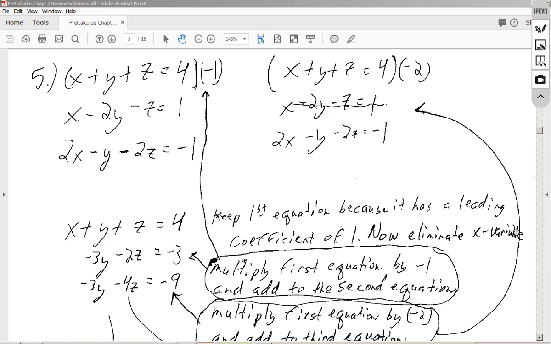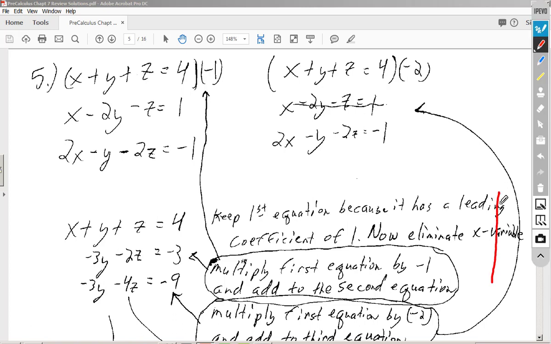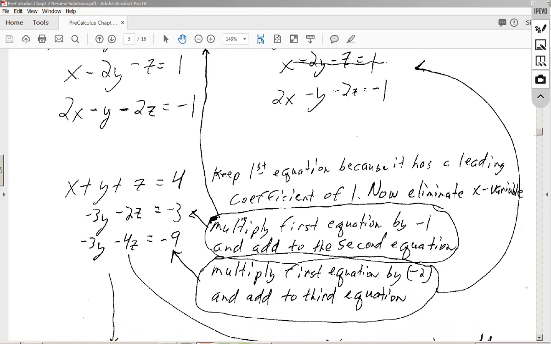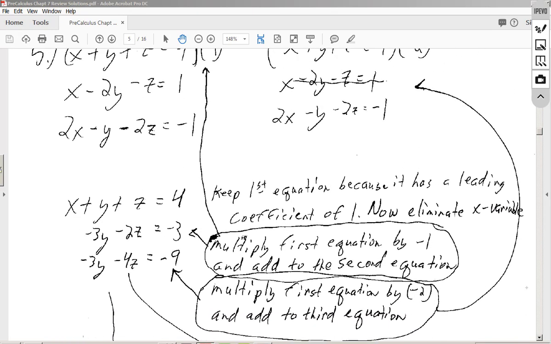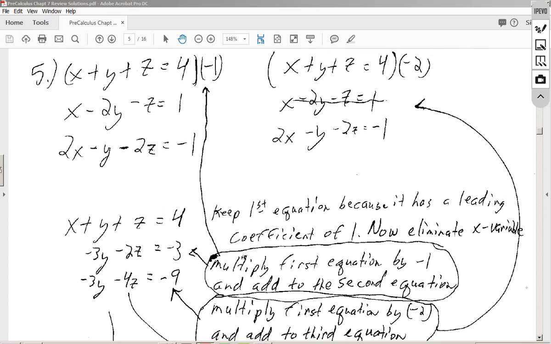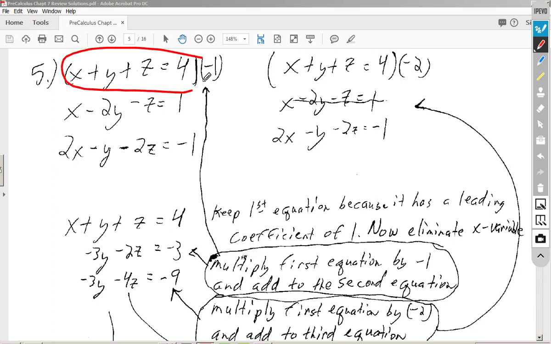So here are the rules for Gaussian elimination. It says I'm going to go ahead and keep the first equation because it has a leading coefficient of 1. Now I'm going to eliminate the x variables in the next two equations. So I've got my first equation, x plus y plus z equals 4. I'm going to keep that equation.